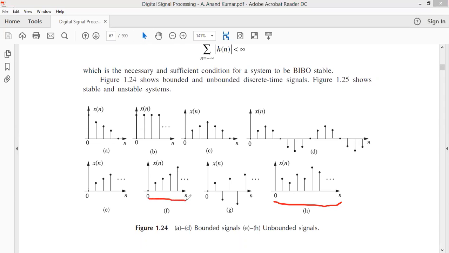So this one is also unbounded because the values are increasing, and if you add all the values, it becomes infinity. So this is also unbounded. These are the examples of unbounded signals, whereas these are the examples of bounded signals. See here, the amplitudes are reducing, and here it has constant amplitude, whereas here the values have a finite range, and here also some finite range. If it has a finite range, then it is bounded. If it has an infinite range and the values are increasing like this, then it is unbounded.